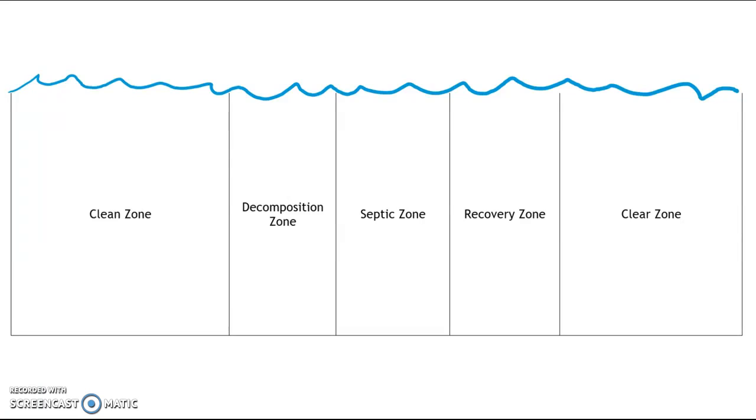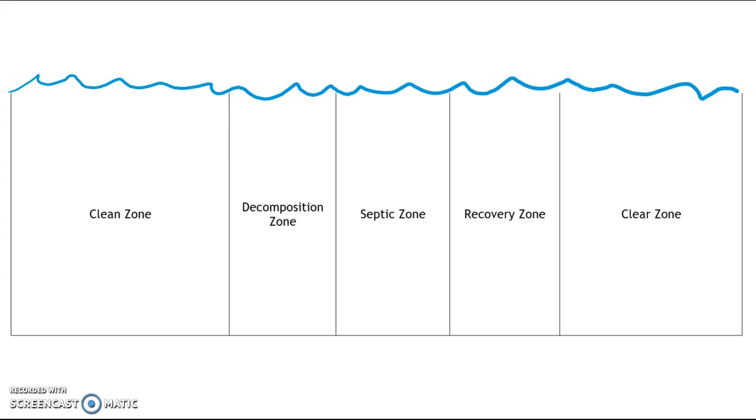Hello AP Environmental students. Today's YouTube video is going to go over sag curves, which basically show a graphical representation of what happens to a stream or a river when you have organic pollution dumped into that river, and it shows the effect on the dissolved oxygen and the BOD.